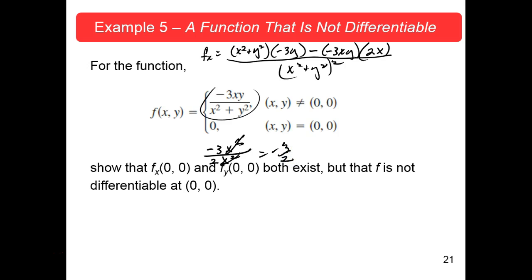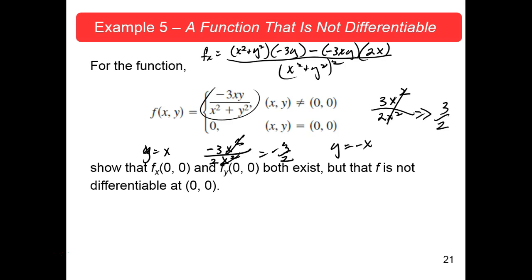Now, if you allowed it to approach 0, 0 along the line y is equal to x, versus going along the line y is equal to negative x, then you would have positive 3x squared, because y is negative x, over 2x squared, and that would be going to 3 halves. One's going to negative 3 halves, the other's going to positive 3 halves. The limit can't exist. Okay?